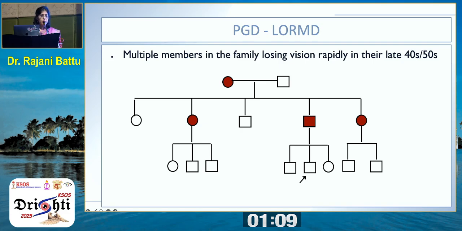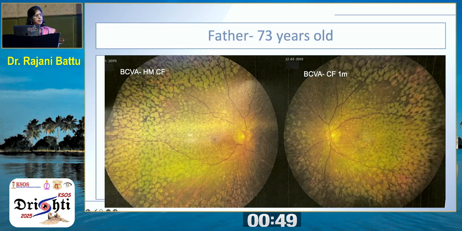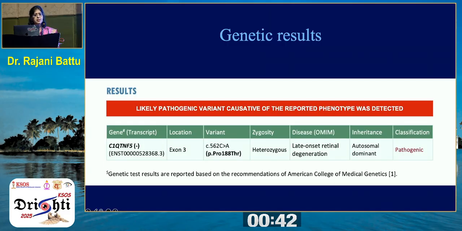So we spoke about diagnosis and then therapy. This is for prenatal diagnosis. So this is a family of multiple members who are losing vision once they reach middle age. So you can see it's an autosomal dominant. So this is the gentleman who came to me. His father is about 75, 73 years old. That's his fundus with a significant vision loss in both eyes. And this is a condition called late onset retinal degeneration, and we identified that he carries a single copy.